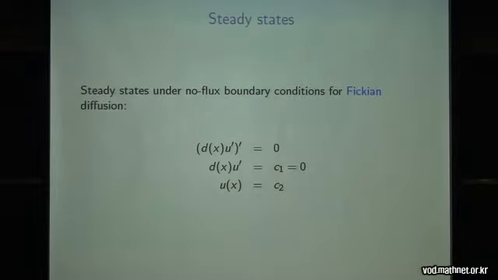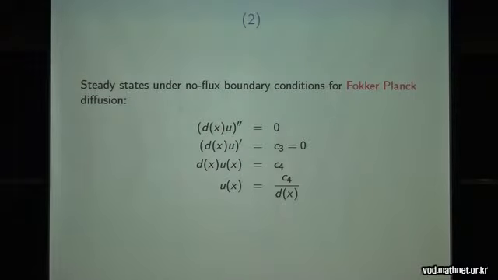Okay. So let's look at steady states first. So I just set this term to be equal to 0. And then for Fickian diffusion, if you have, let's say, no flux boundary conditions, then you get constant steady states, and that's it. Nothing else. For the Fokker-Planck case, again, you look at steady states, and you find that steady states are proportional to 1 over d of x. So where there is high diffusion, there's not many species, and where there is low diffusion, that's where the species accumulate. So this system here allows for non-constant steady states. And in many biological applications, this is very important to have non-constant steady states.